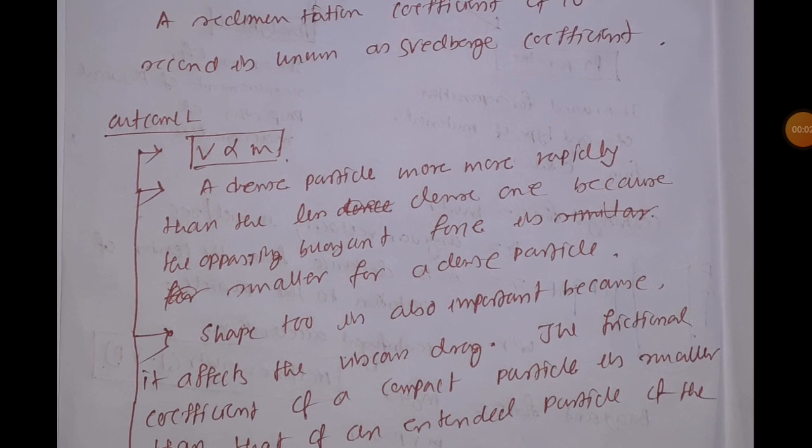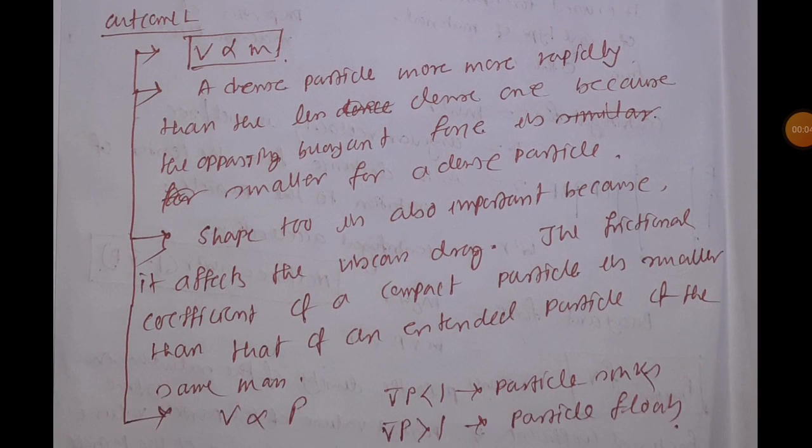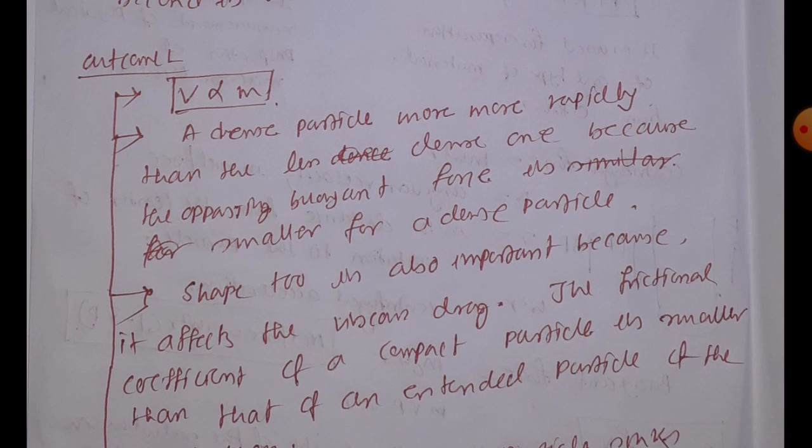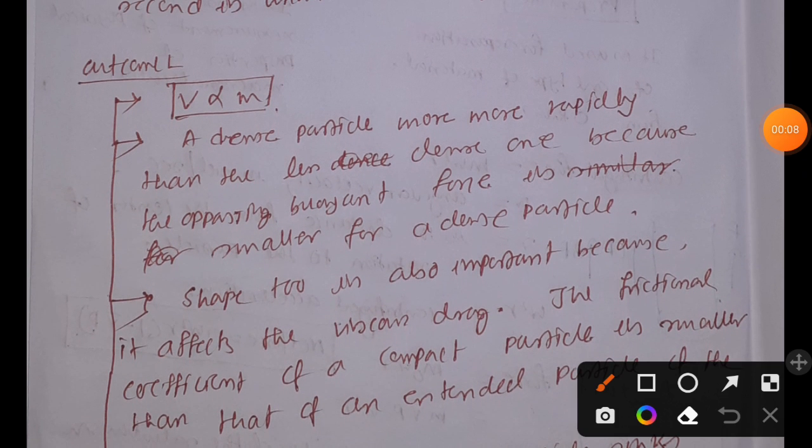So now let's discuss the remaining part of the centrifugation chapter. First of all, we are talking about the outcomes that we have drawn from the sedimentation principle. The first outcome is that the sedimentation velocity is proportional to the mass of the particles. Another important thing I need to mention is that density plays an important role here.